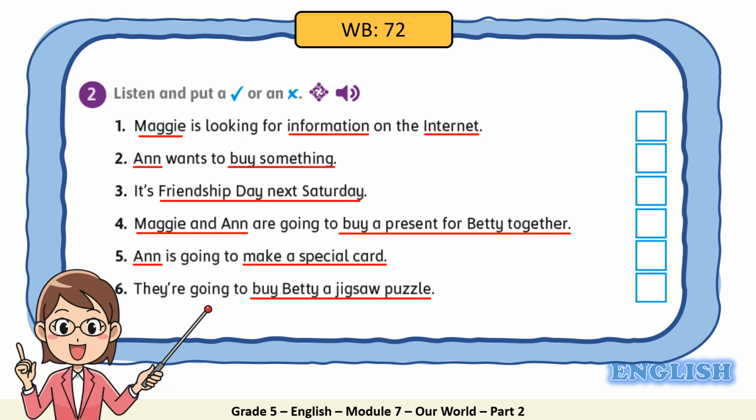Workbook, Module 7, Our World. 2. Listen and put a tick or an X. Hi, Anne. What are you doing? Oh, hello, Maggie. I'm looking for some information on the internet. Why? Is it for homework? No, it's for our friend, Betty. Are you helping her with her homework? No, I'm looking for a present for her. It's Friendship Day this Saturday, remember? Oh no, I forgot it again. Don't worry, Maggie. We can get her a big present, and it can be from both of us. Good idea. We can also make her a special card too. Sounds good. You're better than me at drawing, so you can make the card. I'm going to find a present. Do you have any ideas? Sure. What about a jigsaw puzzle? She loves doing puzzles. Great idea.